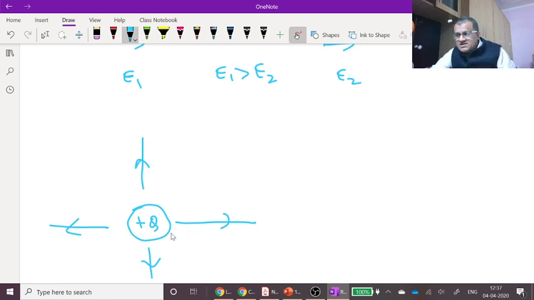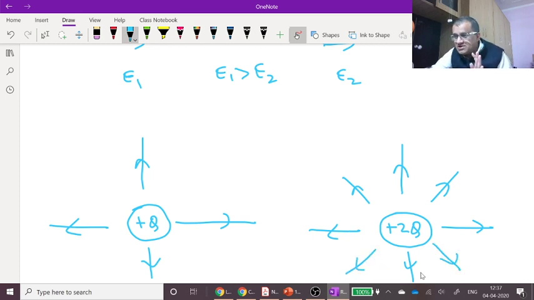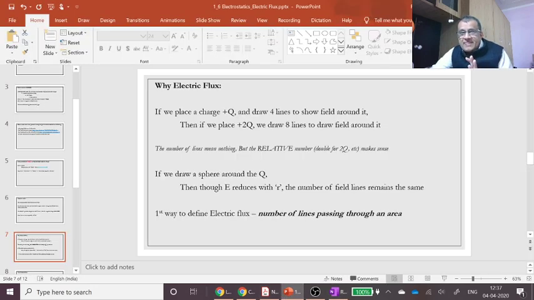But then the convention is this, that if I place a 2q charge instead of q, if I place plus 2q, then I should draw double the number of lines. Say earlier I was drawing 4 lines, I should now draw 8 lines just to visually give an impression that now the charge is doubled. That is a kind of convention that we have been using.